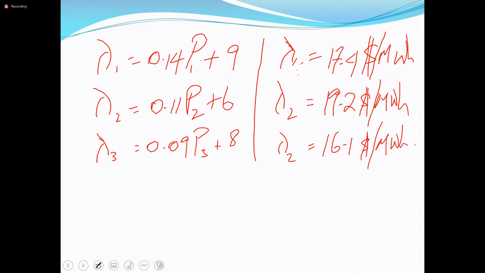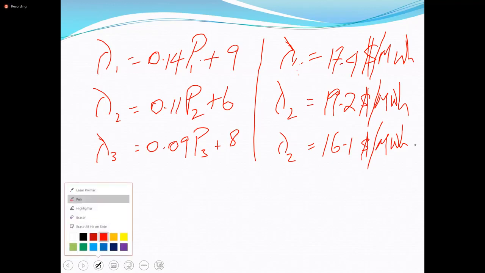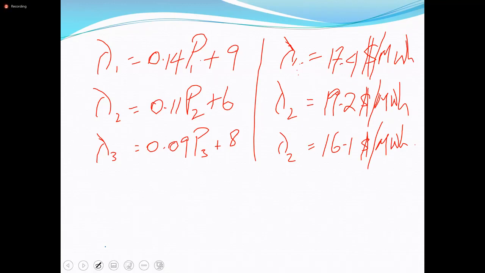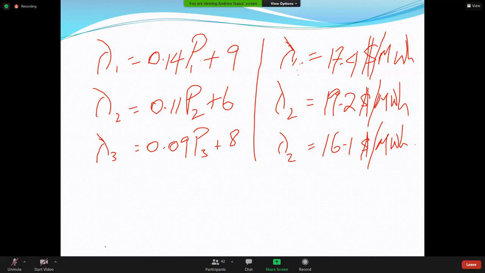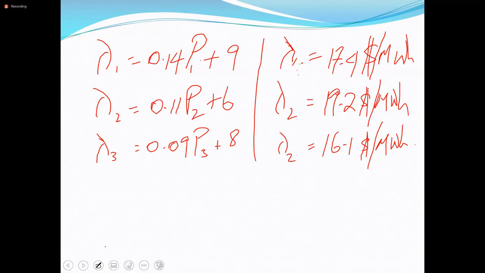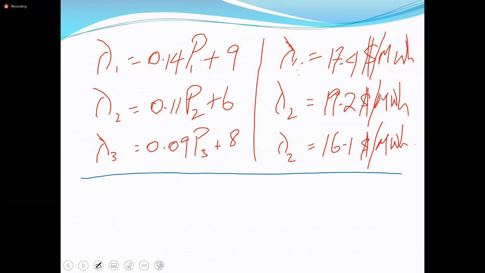Now that I have these lambdas, next step. You're going to find the most efficient cost, which is unit 3. The lowest value is the most efficient, which is the value for unit 3. The second step is to test the second most efficient cost, which is 17.4.